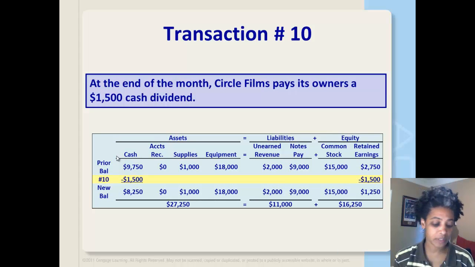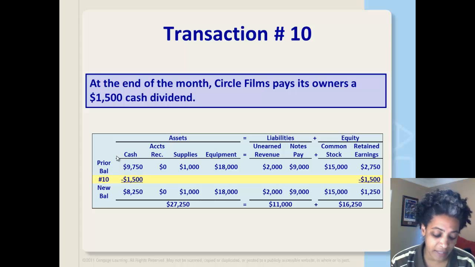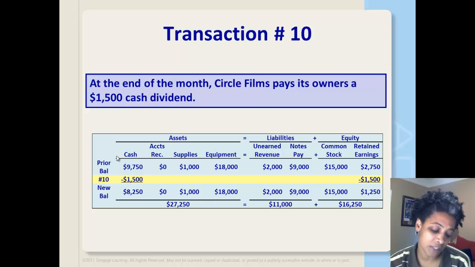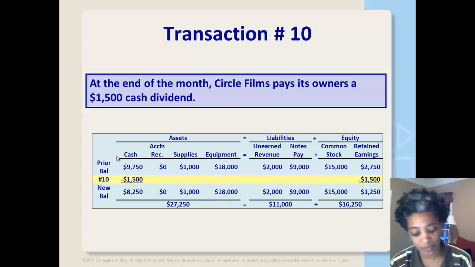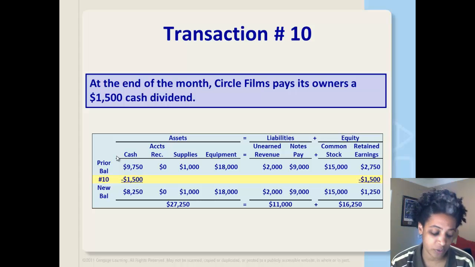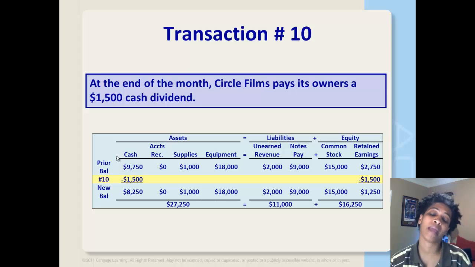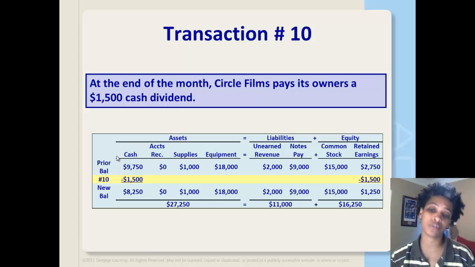Last one. In transaction number 10, cash and therefore assets are decreasing. So they're paying a company's owner, and that's called a dividend. Remember, in Chapter 1, dividends decrease equity, so equity is going to decrease as well. We're paying out equity to the owners, so that decreases our total equity.